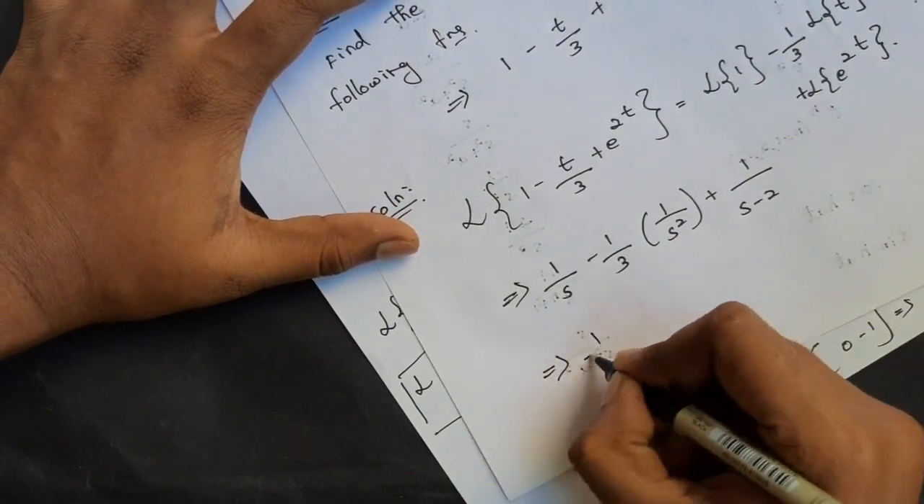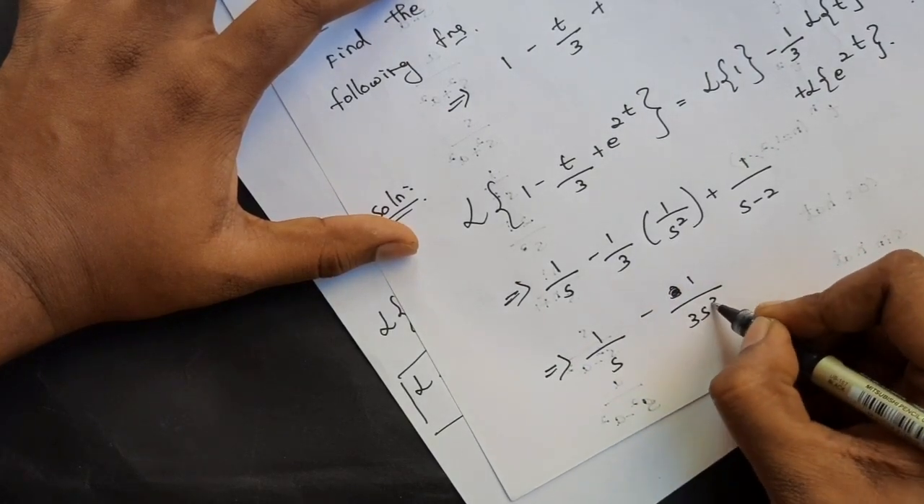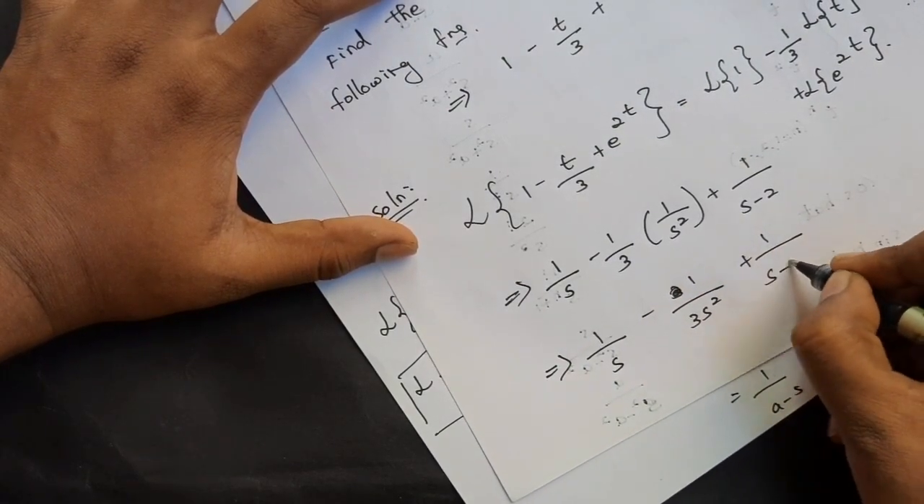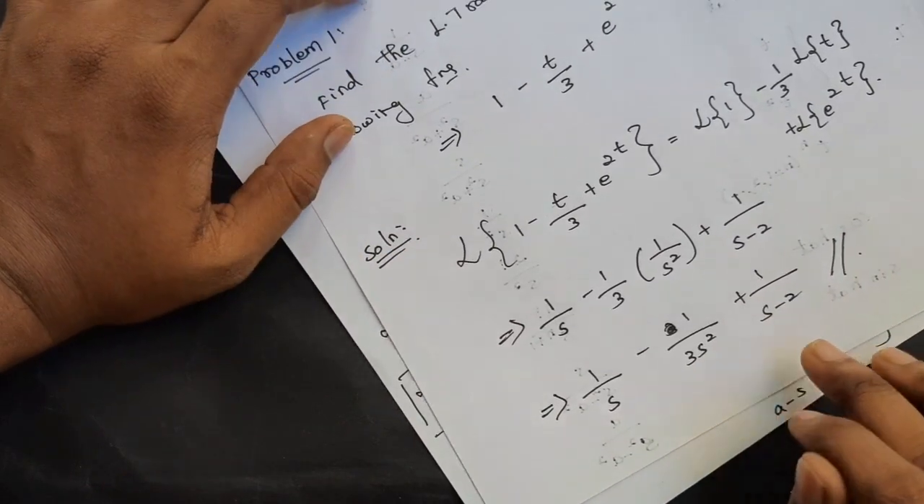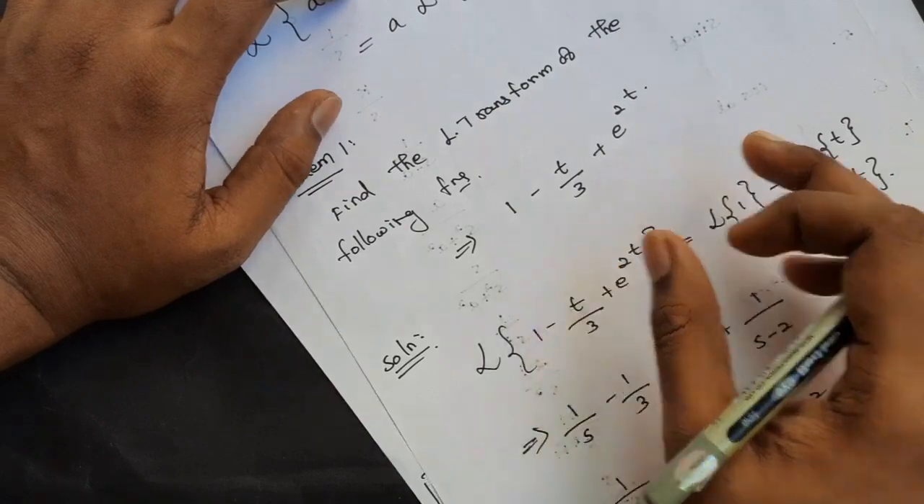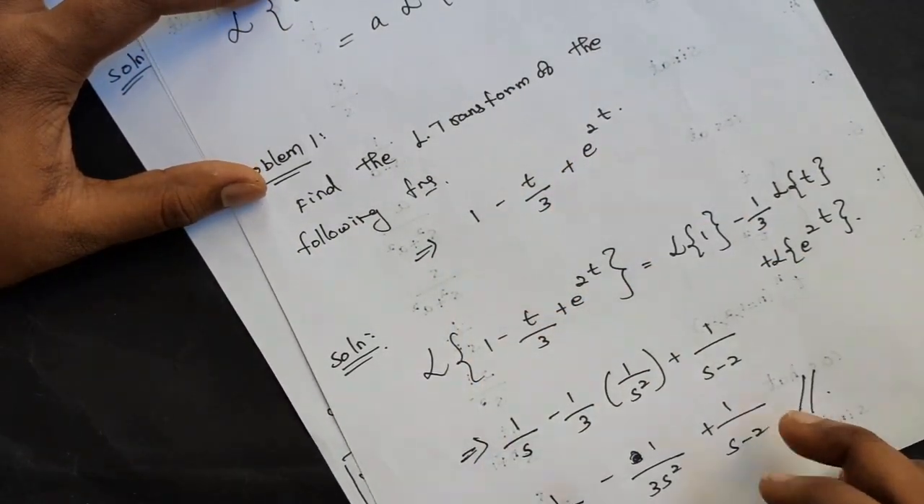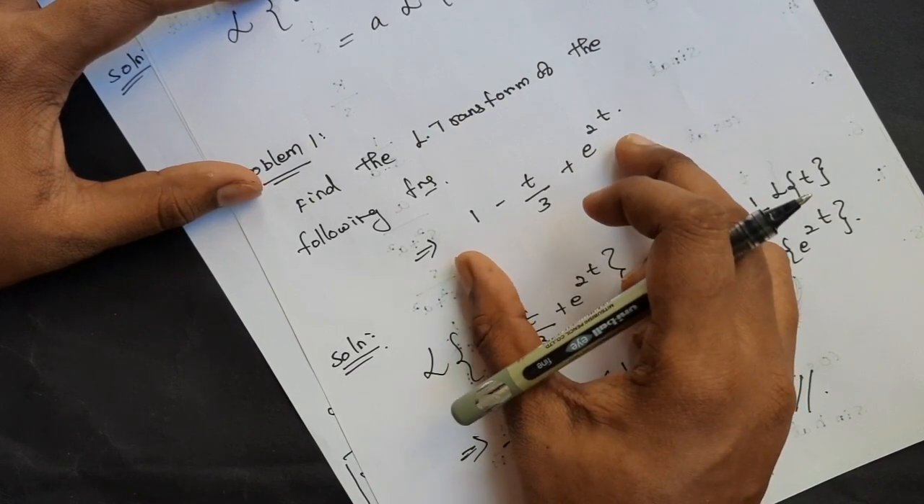So the answer is 1 by s minus 1 by 3s square plus 1 by s minus 2. So this is the Laplace transform of this function. Have you understood? So this is the Laplace transform of this given function.